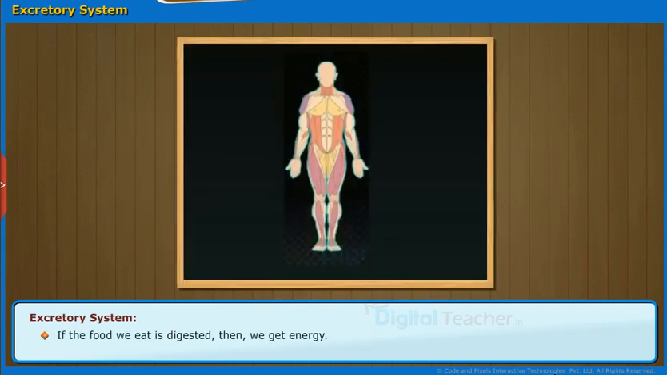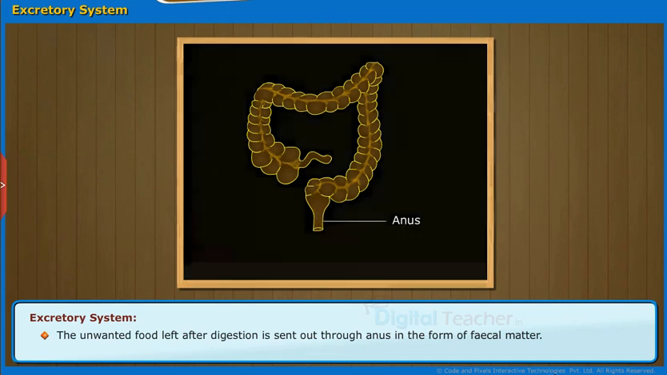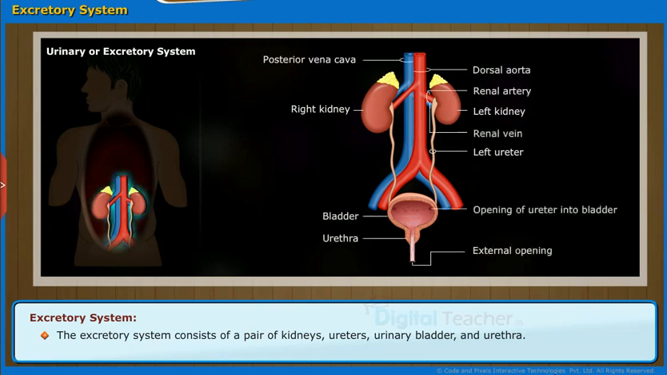If the food we eat is digested, then we get energy. The unwanted food left after digestion is sent out through anus in the form of fecal matter. The excretory system consists of a pair of kidneys, ureters, urinary bladder, and urethra. Two kidneys are located at the back in the waist region, one on either side of the spinal cord. They filter the blood and separate the impurities from it. These impurities are sent out in the form of urine.